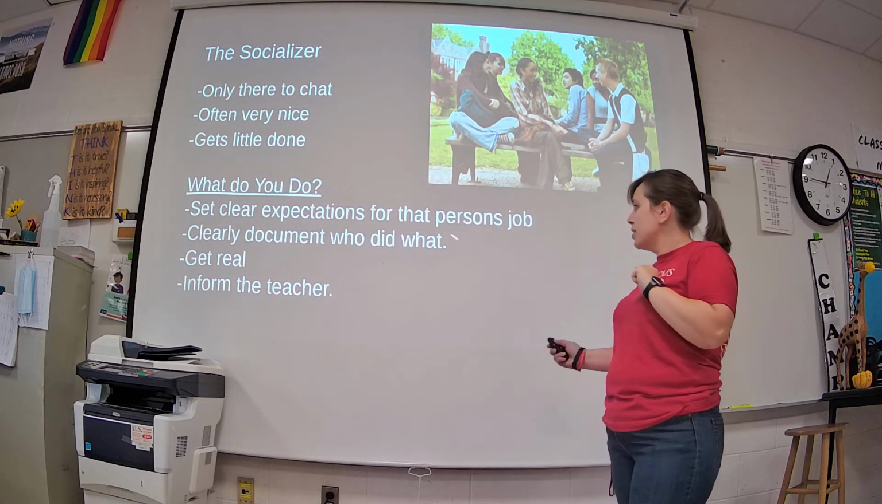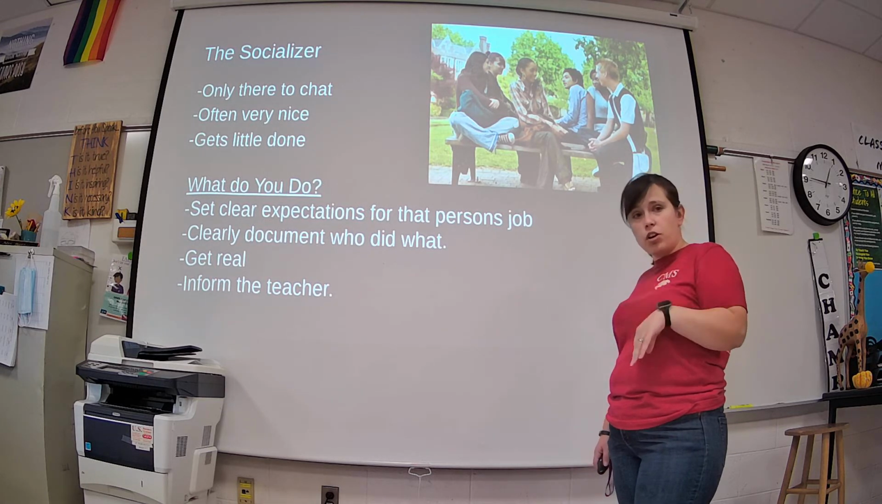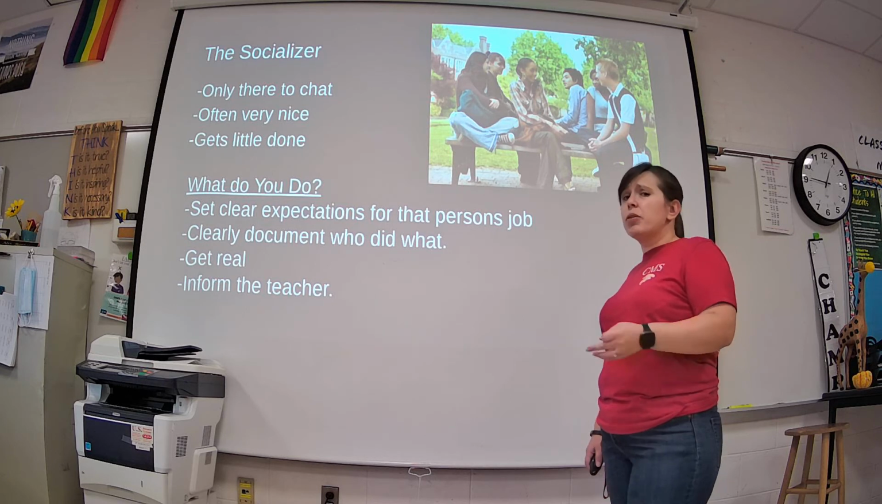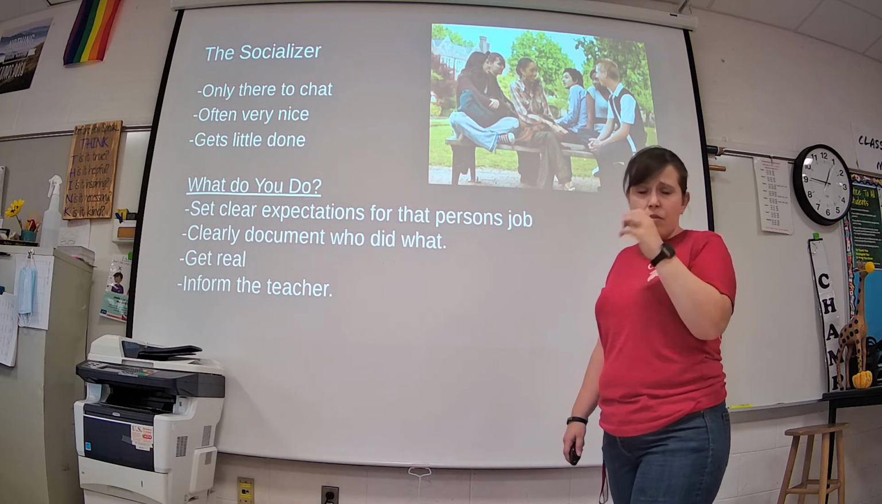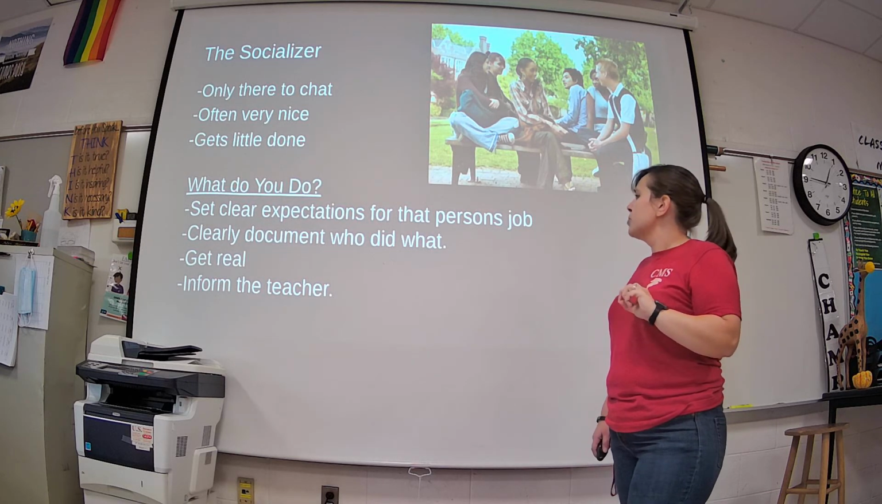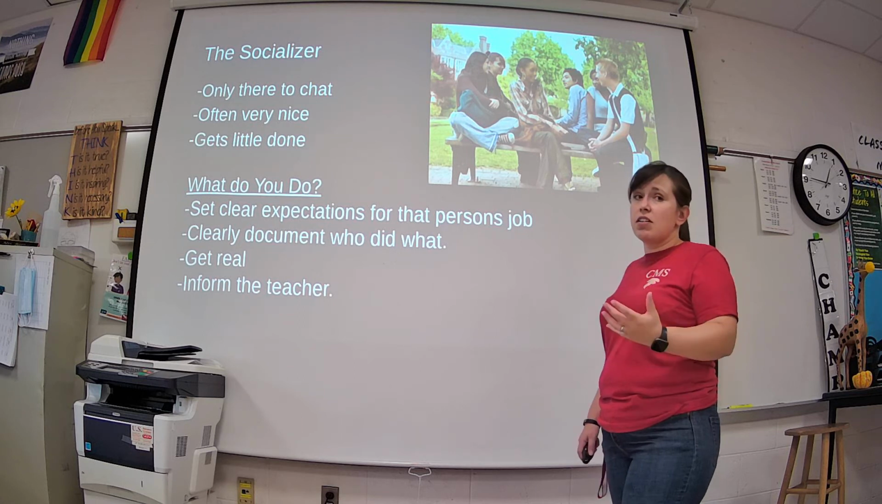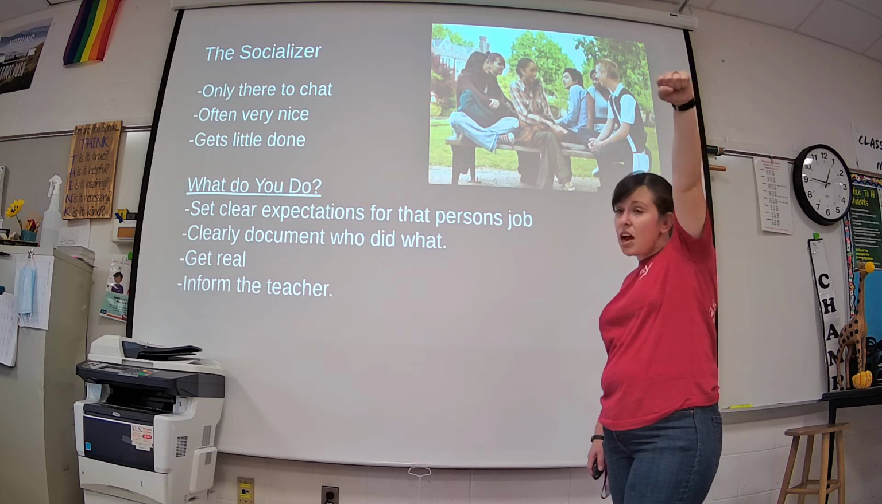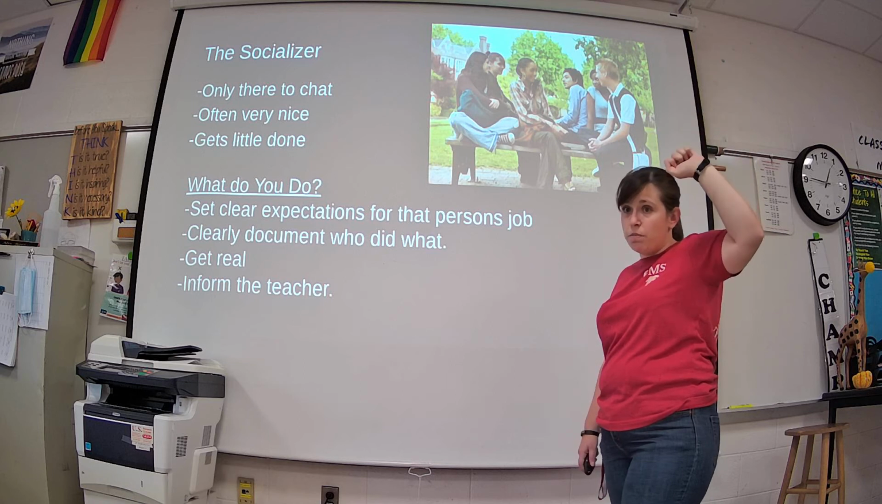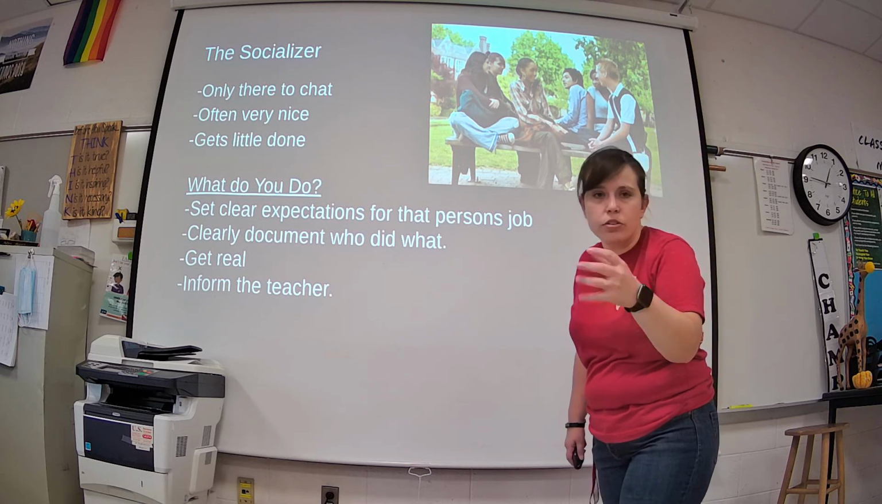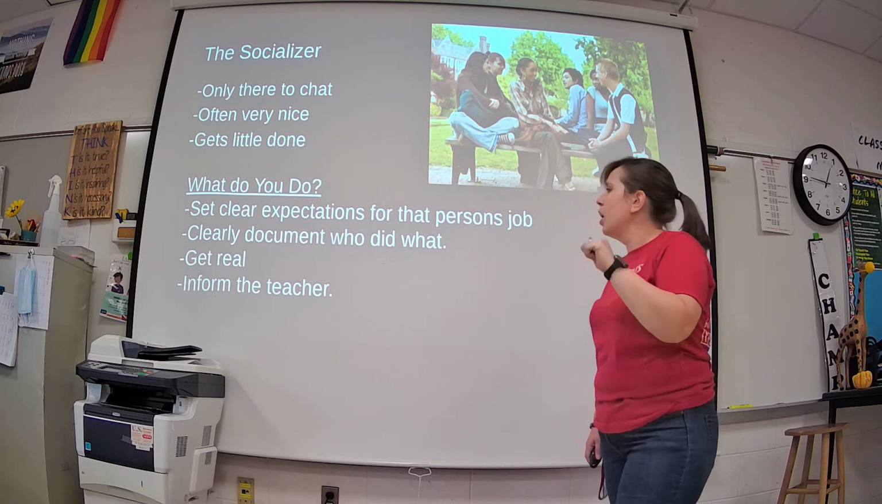Of course, also clearly document who did what. So make sure you have a chart. If the teacher doesn't already give you one, I recommend you make one of your own and everyone write down what they did. That way, if something isn't done right or isn't done at all, you can show the teacher, see, look, Tommy didn't do anything because he was too busy talking to his football buddies. Nothing against footballers. I'm just using an example here.